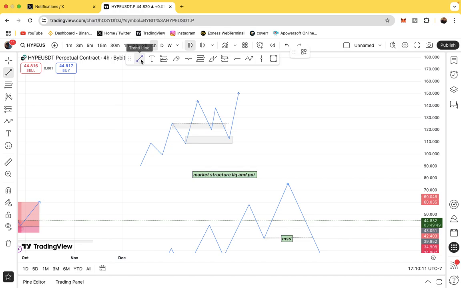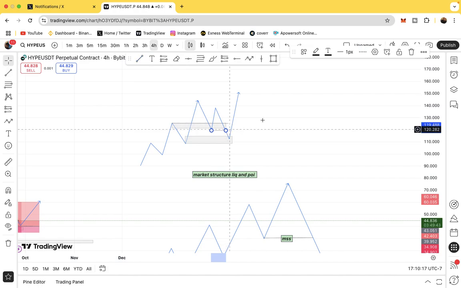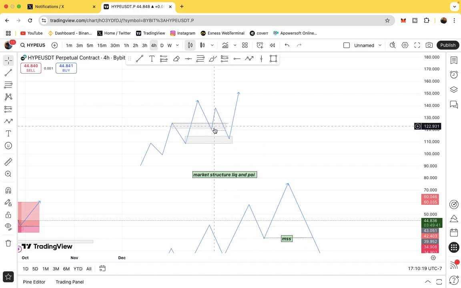This zone also is an inducement. This also is an inducement. So it reacted from this place, it induced, it gave a force push to the upside, then you just come back, take out this zone as inducement.